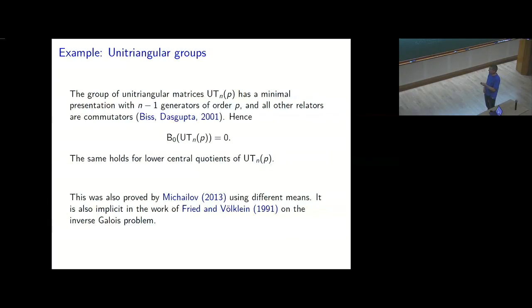And this was also proved by Mihailo in 2013 using some different tools. It's actually also in here, because Fried and Volklein actually proved that. It's a funny fact that I haven't seen that before. I just noticed that in the book on the inverse Galois problem by Malle and Matzat. So it follows from there that if you take the Bogomolov multiplier of a Schur cover, it's always trivial.